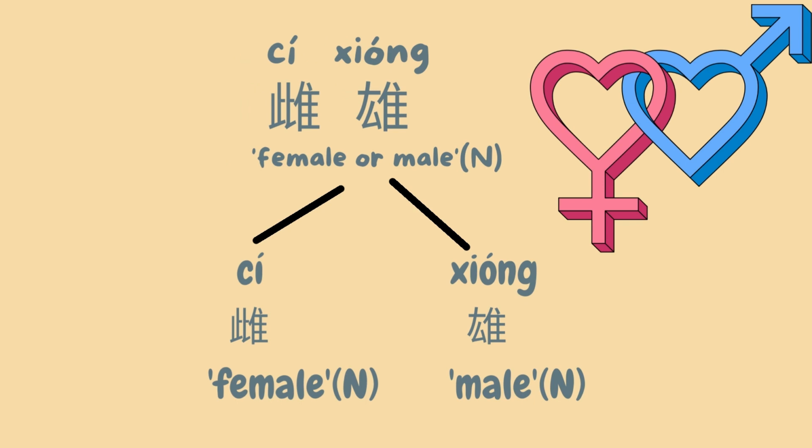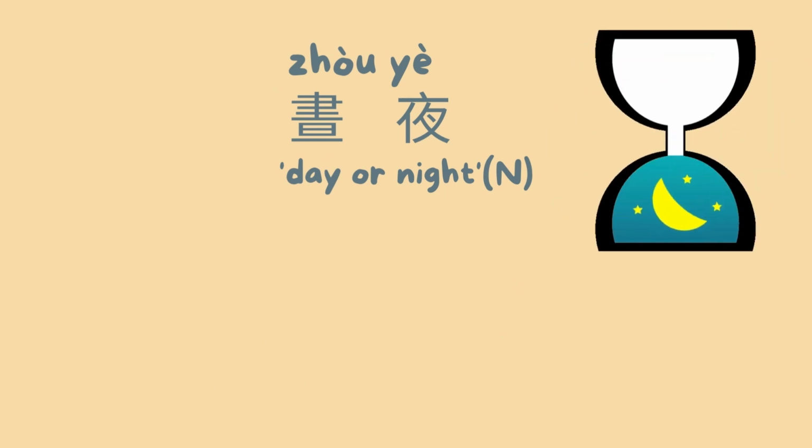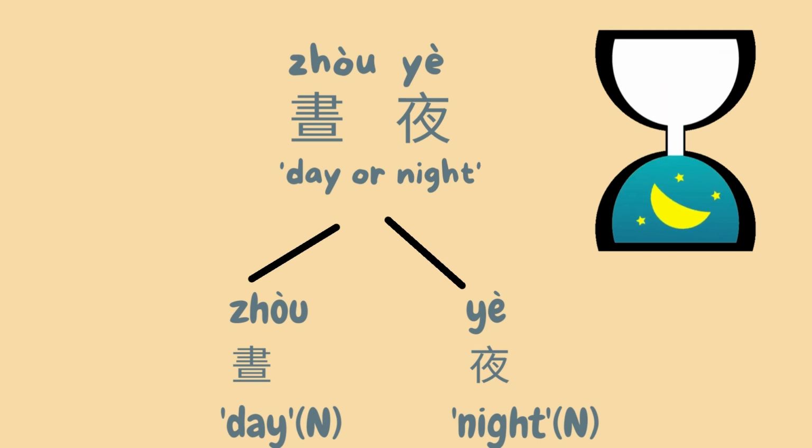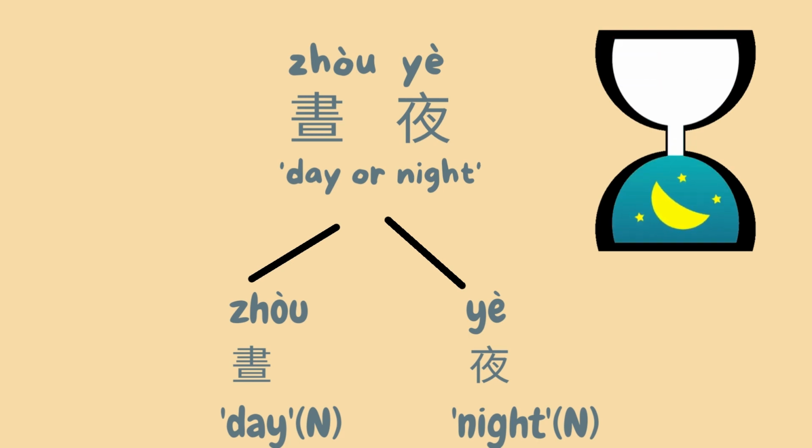The next example is 雌雄, female or male, a noun. The constituent characters 雌, female, a noun, and 雄, male, a noun, are antonymous. The meaning of the word they form is the combination of the two characters that make it up, female or male, a noun. The next one is 昼夜, day or night, a noun. The constituent characters 昼, day, a noun, and 夜, night, a noun, are antonymous.